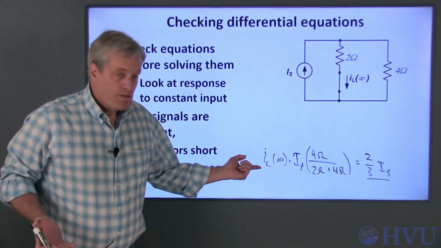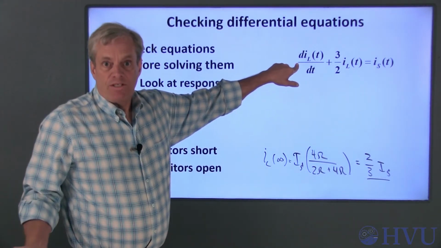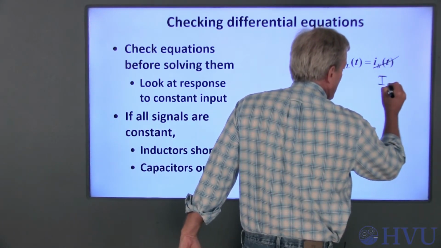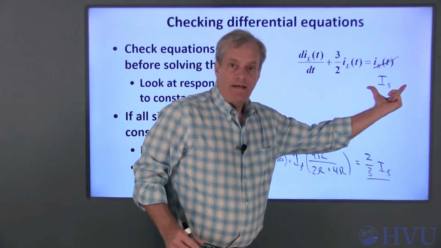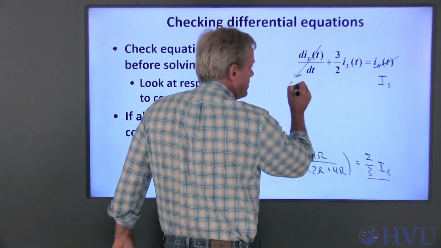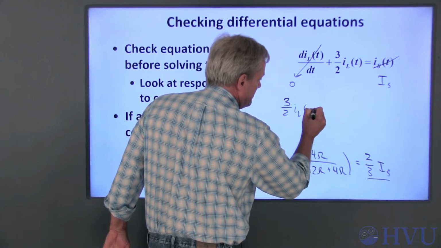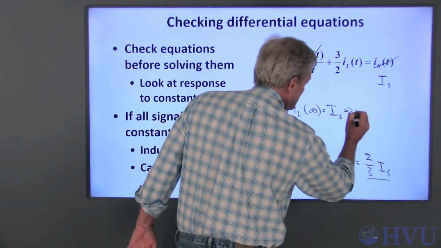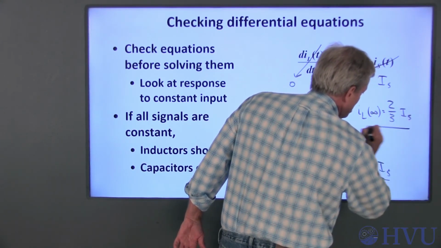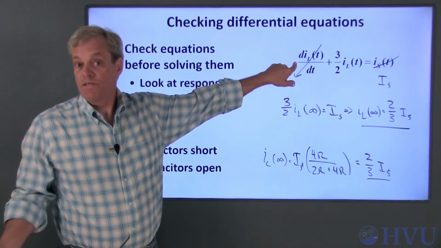Now let's compare this response to the response we'd expect from the differential equation. This is the differential equation we previously found for this circuit with a time-varying input. If this input term is constant, say I sub s, then if the right-hand side is a constant, the left-hand side has to be a constant. And this derivative term has to be 0. That means that as t goes to infinity, 3/2 I sub L of infinity is equal to I sub s, and I sub L of infinity is equal to 2/3 I sub s. The two approaches match, so that means that this original differential equation is probably correct.